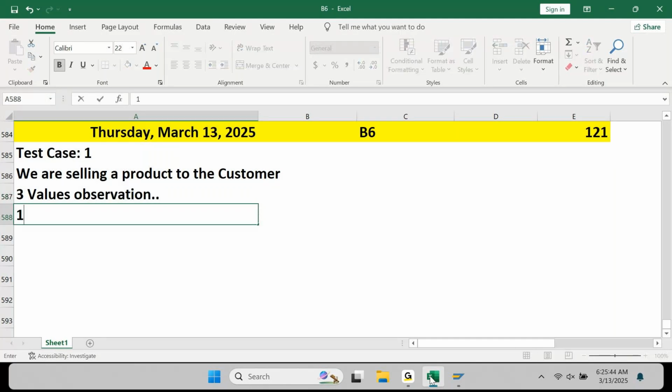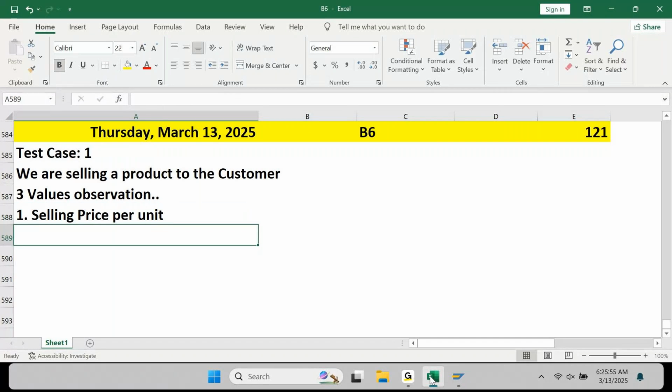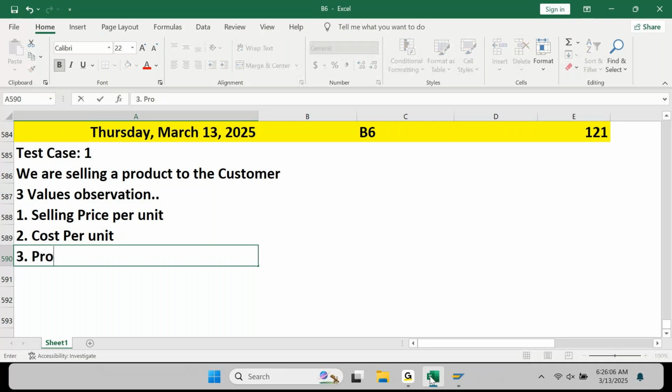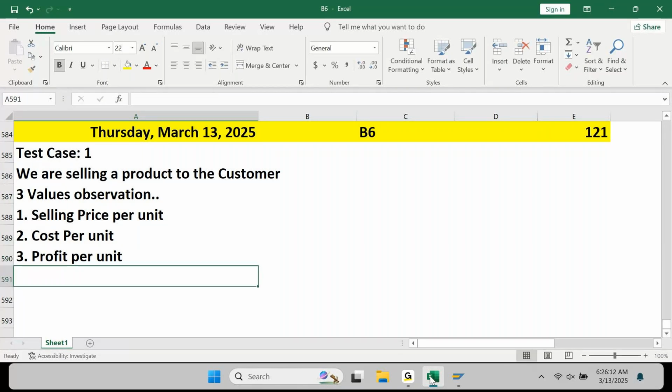First one is your selling price per unit. Am I right? Yes. Second one, cost per unit. Third one, profit per unit. Are these 3 values required or not? Yes, sir. These 3 values are required.